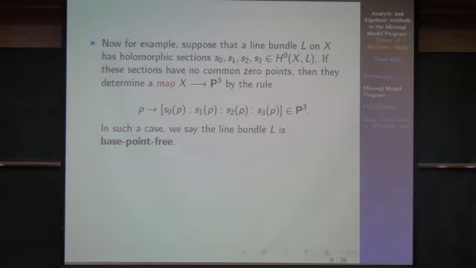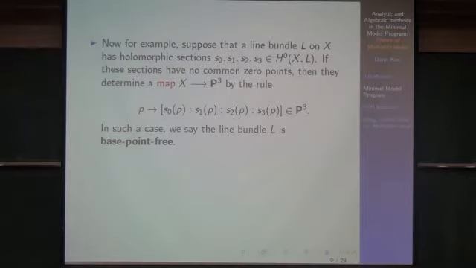Okay, and then when you have some holomorphic sections of a line bundle, what you can do is define a map from that variety to another variety. Suppose that X is a general variety and L is a line bundle, and you have a finite number of sections. Then this map is defined by this rule, sending a point to this homogeneous coordinate, and this homogeneous coordinate is well defined as long as all these sections don't have a common 0 point at P.